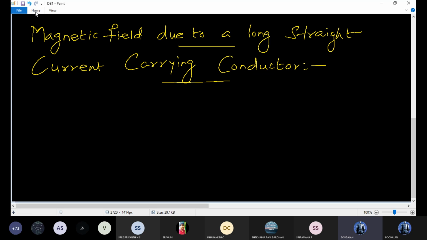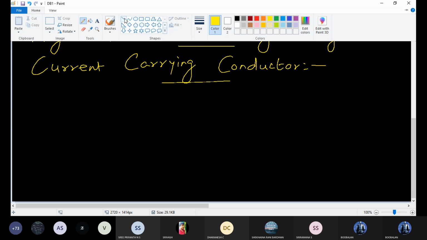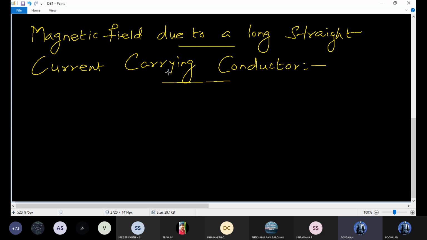First, listen. Who needs to copy? Listen first. I will tell you when you want to copy. First, I will take one long straight current carrying conductor. So this is one conductor. This is one particular point. From the point to the straight line, that is a.